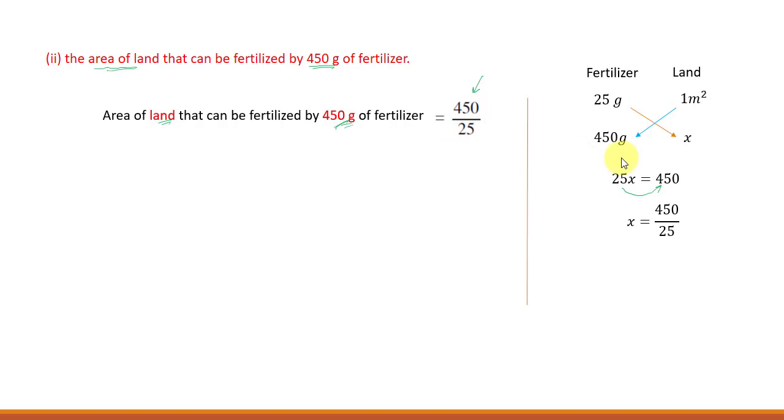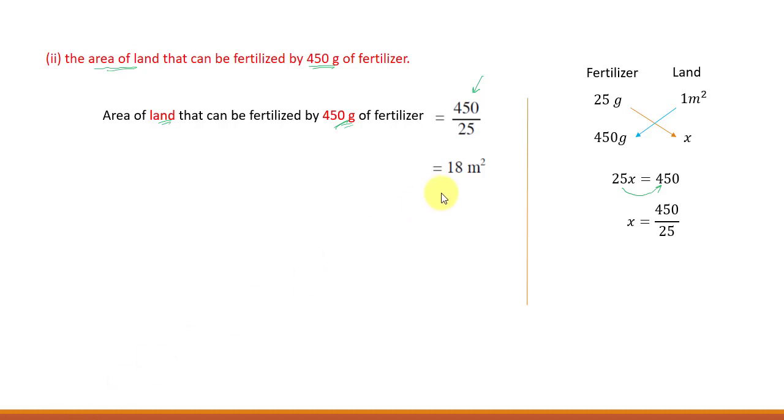Fine. Now that method is called the unitary method. It is also one of the good methods when you are solving questions of this topic. Now when we divide 450 by 25, the answer is 18 meter square.